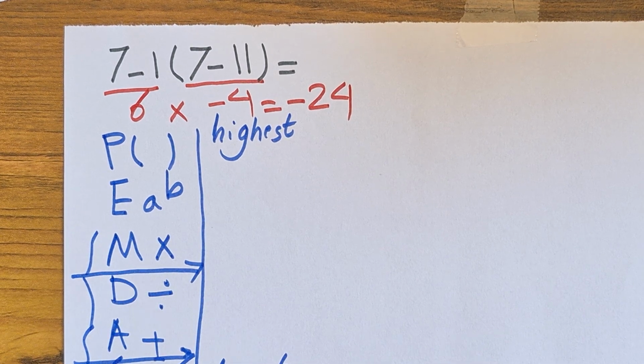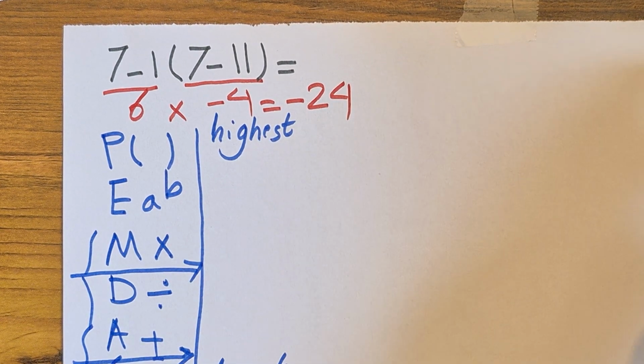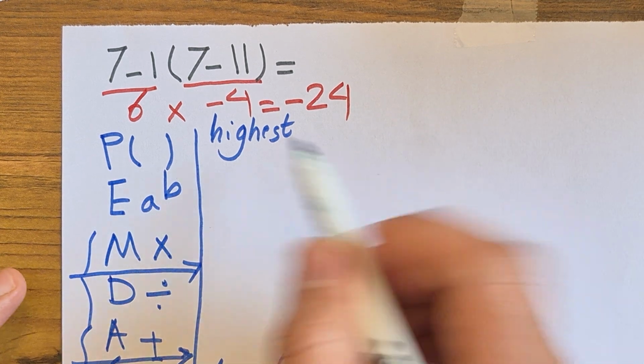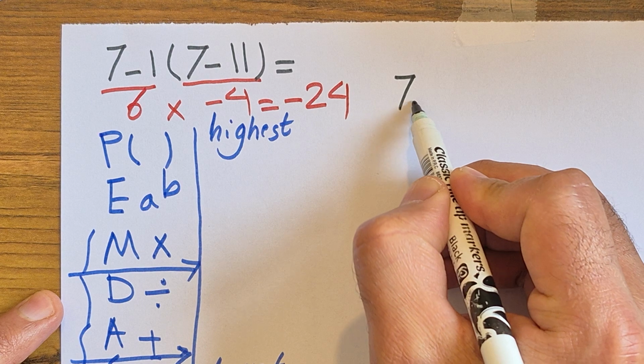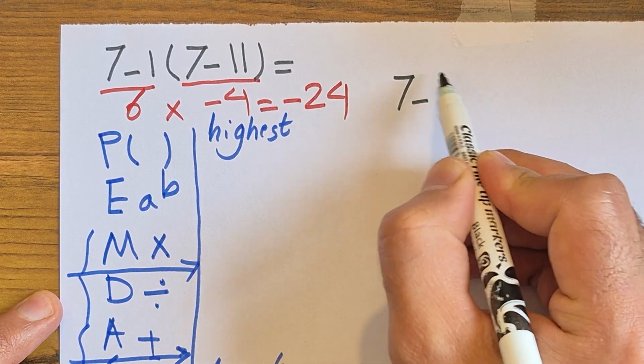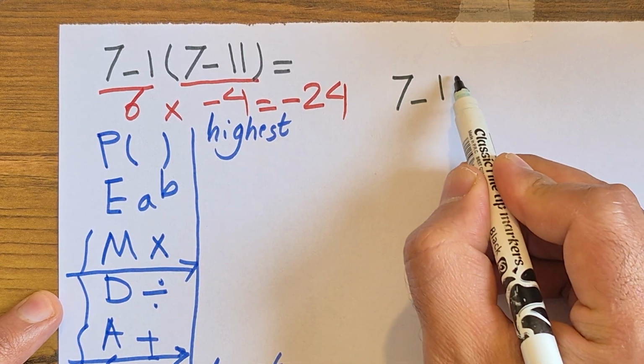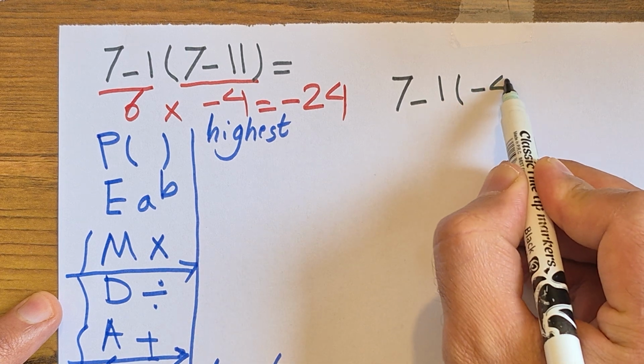But PEMDAS is very interesting. So let's revisit our problem. Do we have any parentheses? Yes, we do. So let's now solve the parentheses at first. So 7 minus 11 gives us minus 4, right?